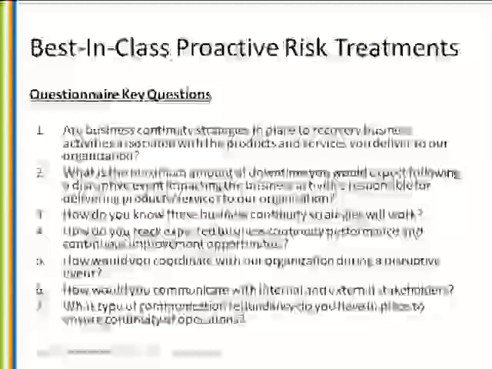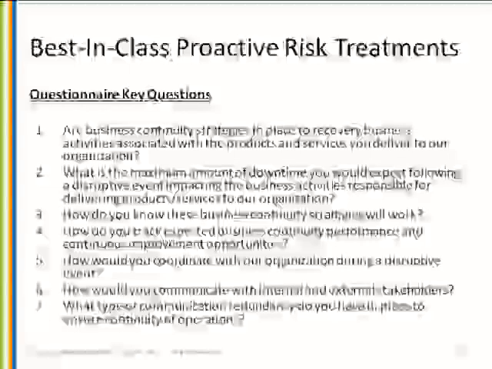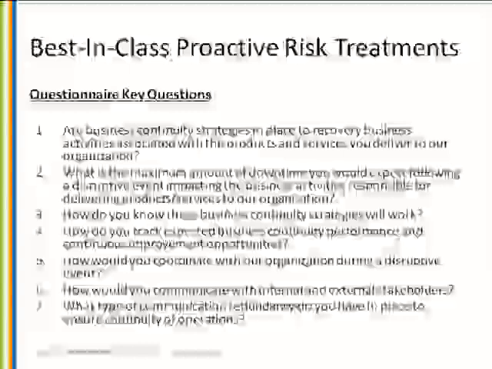The third is, how do you know that your business continuity strategies will work? Ultimately, what you're hoping to get out of that is that the supplier is performing some exercising, or maybe they've actually used these strategies in the past during an actual disruption, and they can talk to you about lessons learned and ultimately their perception and confidence level of the business continuity strategies.